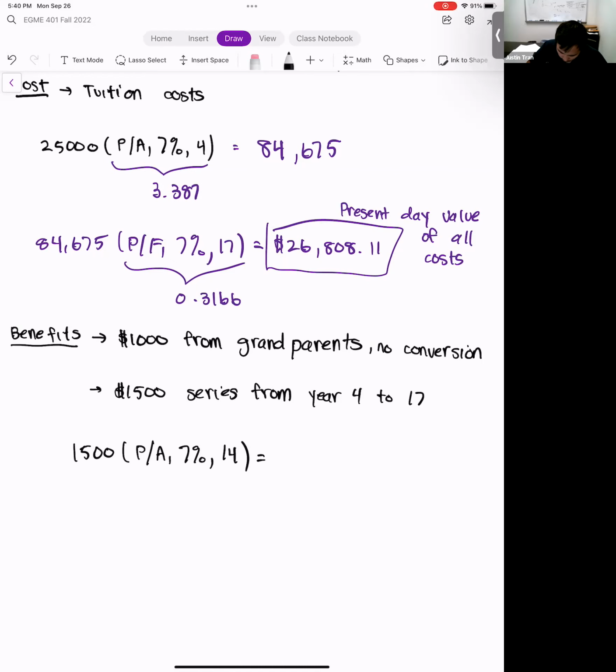Okay. So we have 1,500, P over A, 14. And so we go into the tables, P over A, 14. This is 8.745. Okay. So we have 1,500 times 8.745. This is going to be 13,117.5.